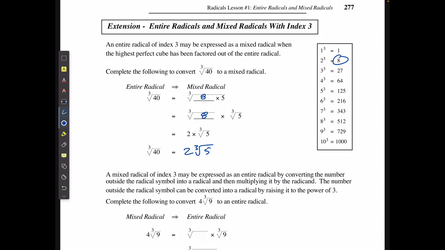I can do the same thing using my prime factorization. 40 is going to split up into 2 and 20, 2 and 10, 2 and 5. The only catch is now I need, based on the index, 3 of the same number for one of them to make it outside. So I have 1, 2 makes it out. I have a 5 that's left on the inside, and don't forget to include that index.